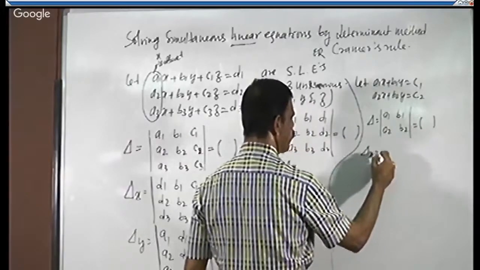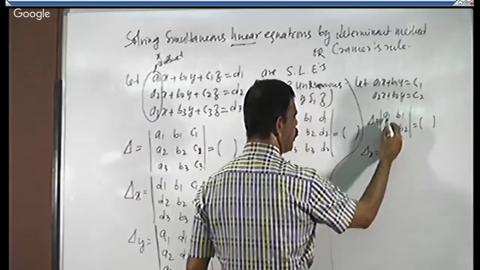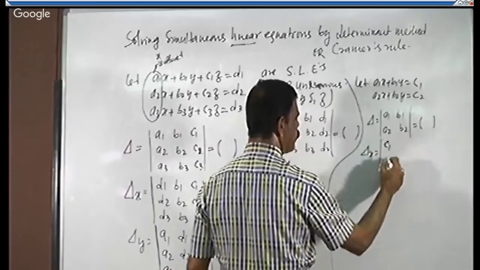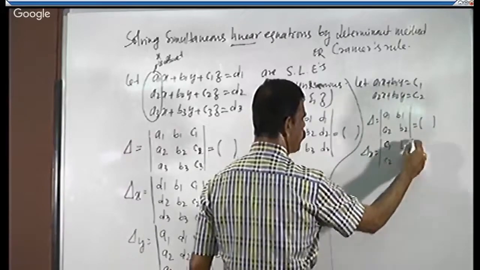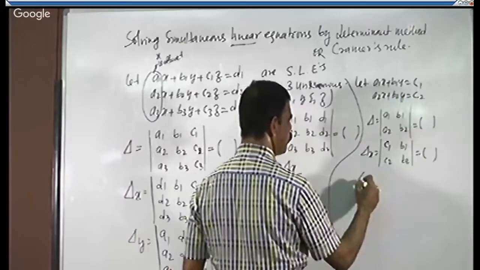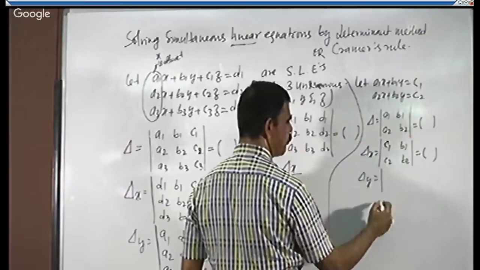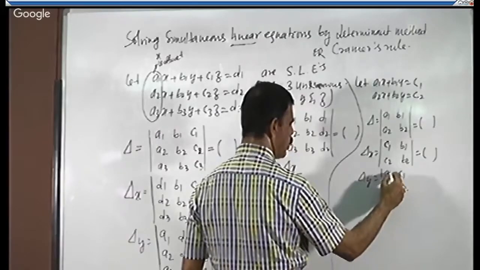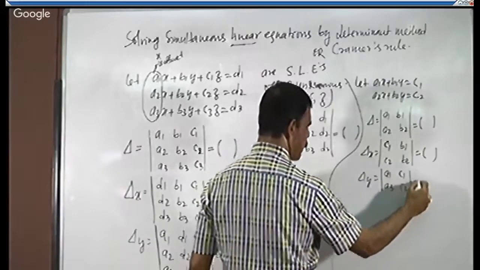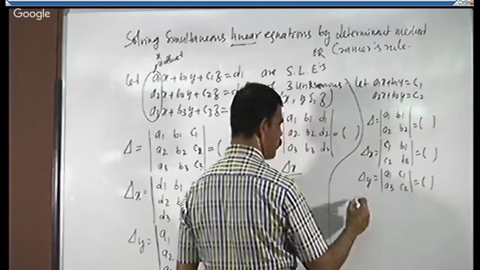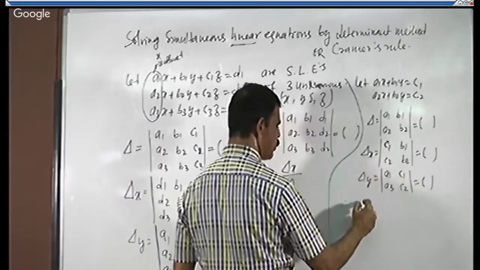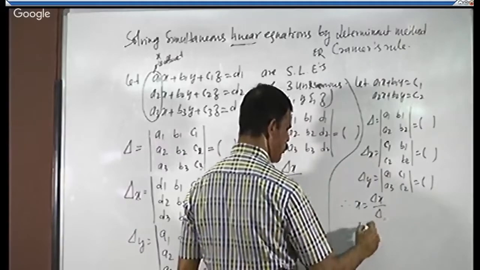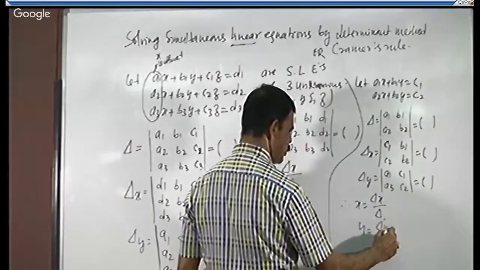Delta x is equal to, the x coefficients a1, a2 are replaced by what? c1, c2, with b1, b2. Expand it, you will get some value. Delta y: the y coefficients should be replaced by the constants c1, c2. Take the x coefficients as they are. Expand it. Therefore, using delta, delta x, delta y, x can be obtained by delta x by delta and y is obtained by delta y by delta.